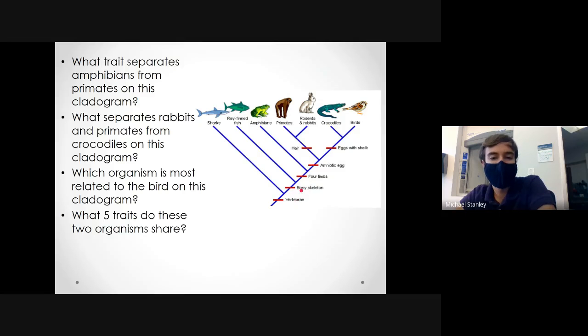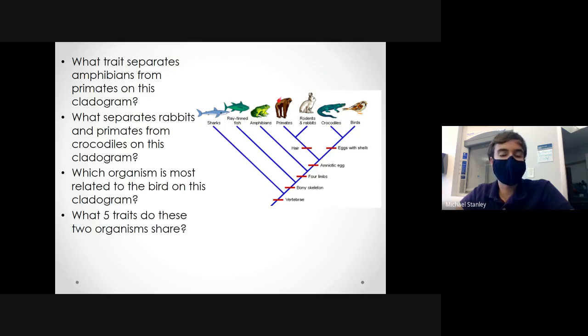So they both have vertebrae, bony skeletons, and forelimbs. But primates and other related organisms up here developed amniotic eggs, and in the case of these guys, hair, whereas amphibians did not. And so, based on this recent common ancestor, we can see that amniotic eggs were the first trait that split off these later groups from the amphibians, and hair specifically separated these two guys from the amphibians. All right, nice job so far.